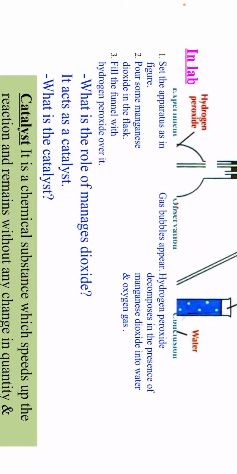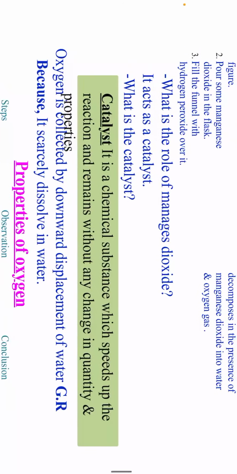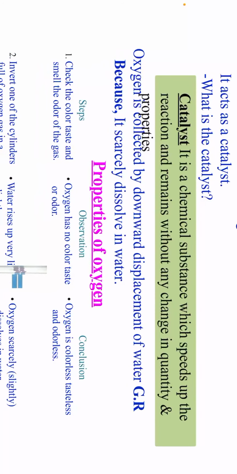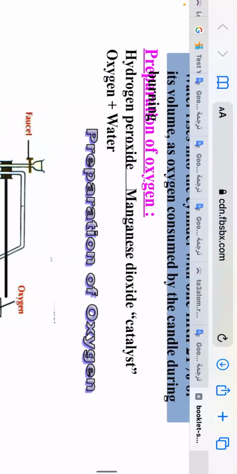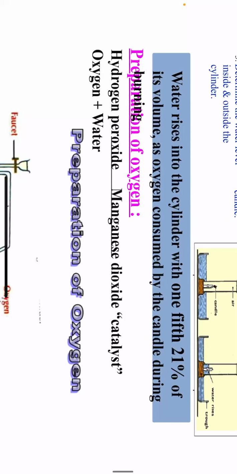So here, what is the role of manganese dioxide? What is the function of manganese dioxide? It's the catalyst, a chemical substance which speeds up the reaction without any change in structure or quantity. Oxygen is collected by downward displacement of water because it scarcely dissolves in water. Hydrogen peroxide can decompose in the presence of what? In the presence of manganese dioxide into oxygen and water.